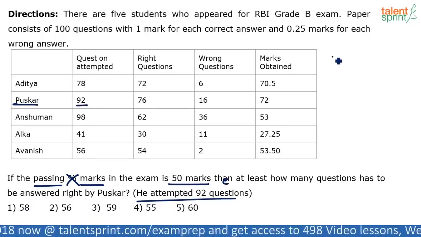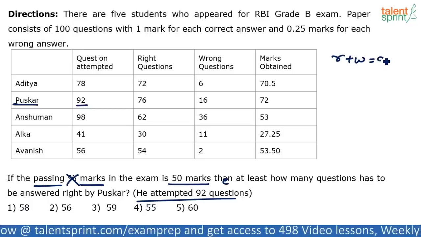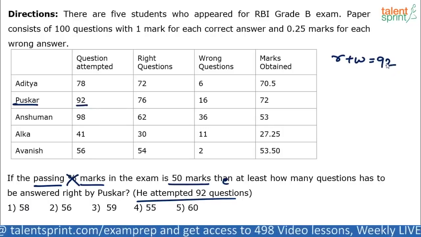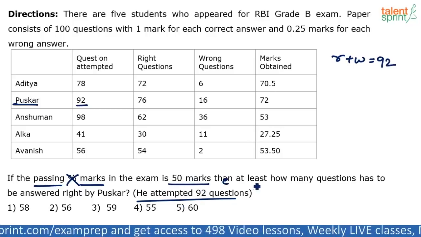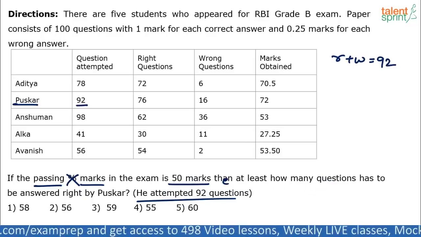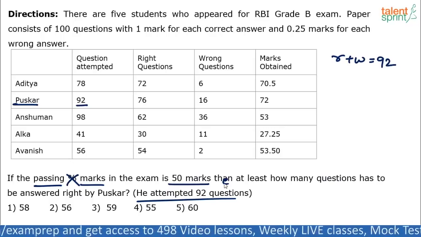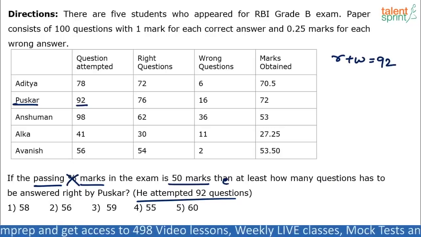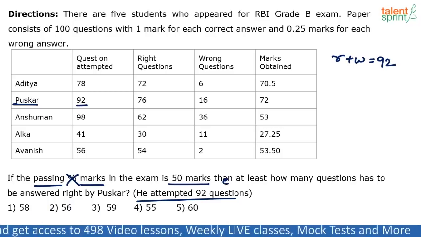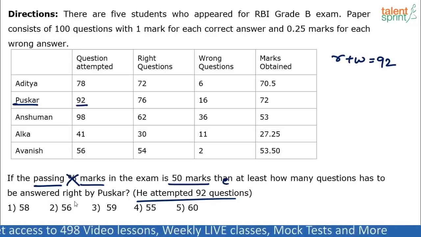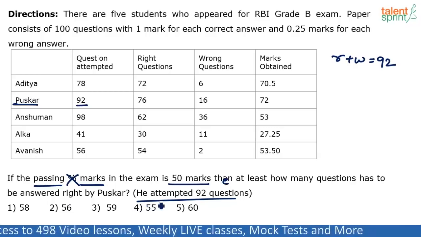So if you look at Pushkar's case, you know that right plus wrong is equal to 92. And you also know that the pass marks is 50. So at least how many, minimum how many questions have to be answered rightly by Pushkar? What do we do? One way is to go by options. Just check from the options one after the other. When you're using options, I would say be smart. Try to start with the smallest option.